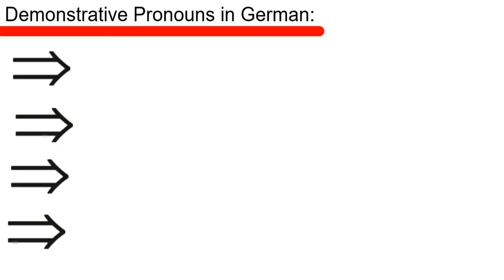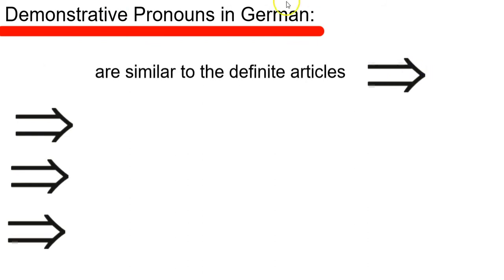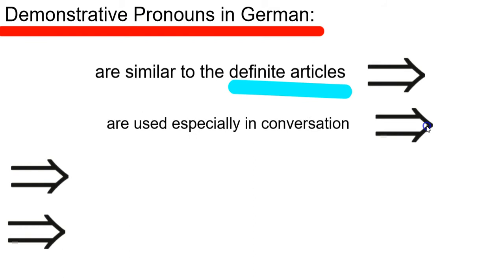So, four fun facts about demonstrative pronouns in German, right? They're very similar to the definite articles. So, if you think about der, die, das, den, die, das, dem, der, den, des, der, well, we'll get to that in a minute, but that doesn't count. It's very similar to the definite article chart. Because it's demonstrative, showing things, you usually see them in reference to conversation.